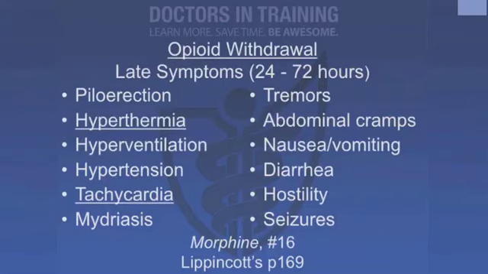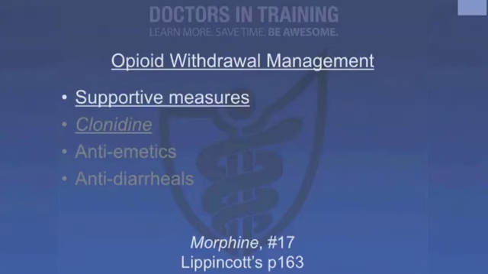Obviously, after all this, people start to get a little hostile, so you can see some hostility. And then ultimately, and rarely, you can see seizures. Now, withdrawal is very distressing to the patient, but it's rarely life-threatening. So it's much better to have to withdraw off of morphine than it is to withdraw off of, say, alcohol. Alcohol withdrawal can kill you, where opioid withdrawal generally won't kill you. And occasionally it can, but not usually. So supportive measures are usually all that are needed.